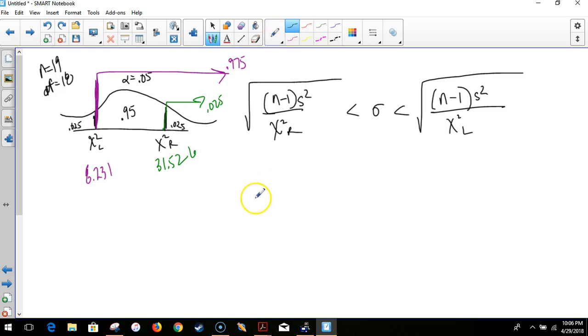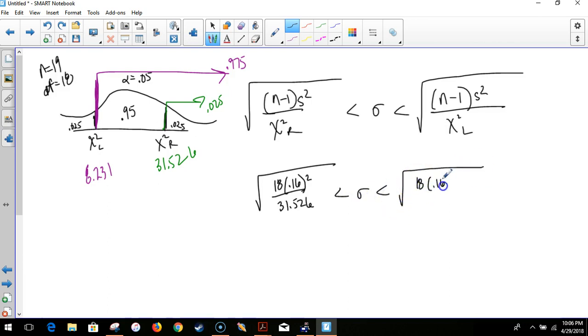Now I can go ahead and plug everything in. This is going to be 18 times 0.16 squared. The 31.526 will come this way. Same numerator. But over on here I'll have the 8.231. Now you just need to plug this into your calculator. Do not forget to take the square root. The formula card does not have the square root listed. Make sure you take the square root. You want sigma, not sigma squared. So everything needs to have the square root taken.